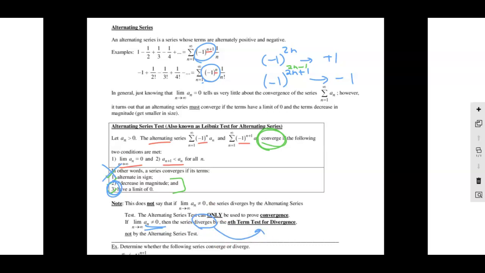Okay, so if any of those 3 conditions fail, we shouldn't be using the alternating series test. Because if the first condition fails, then it's not alternating. Why are you using the alternating series test if it's not alternating? And if either the second or the third one fails, really you should have just been using the nth term test to begin with. You don't need to even worry about the alternating series test.